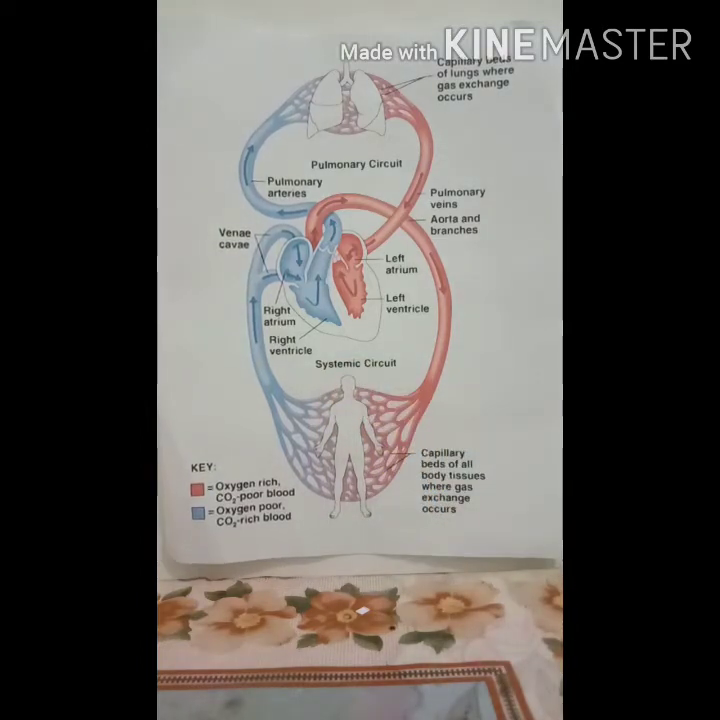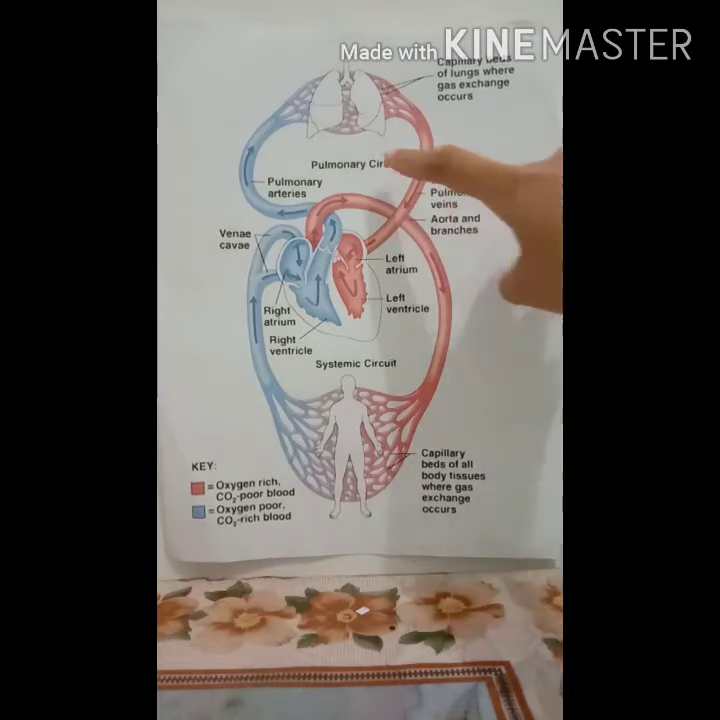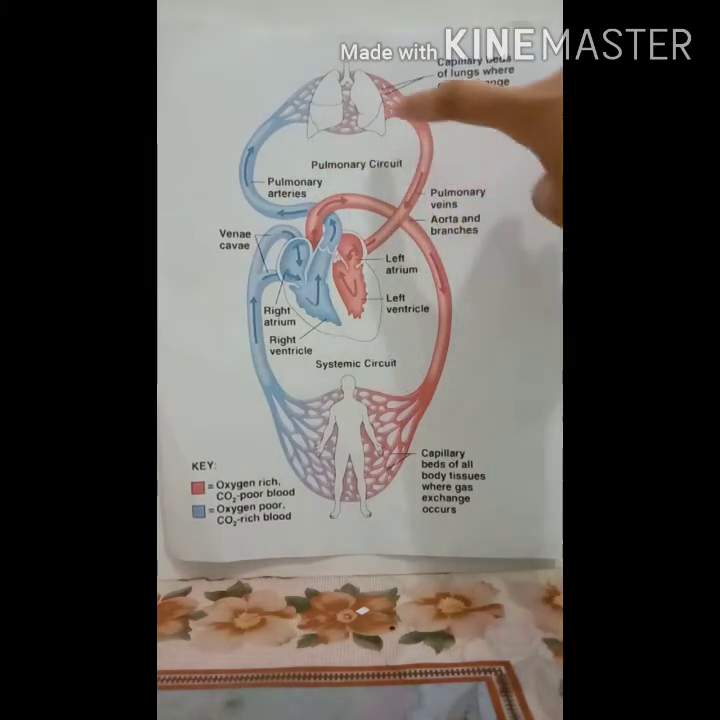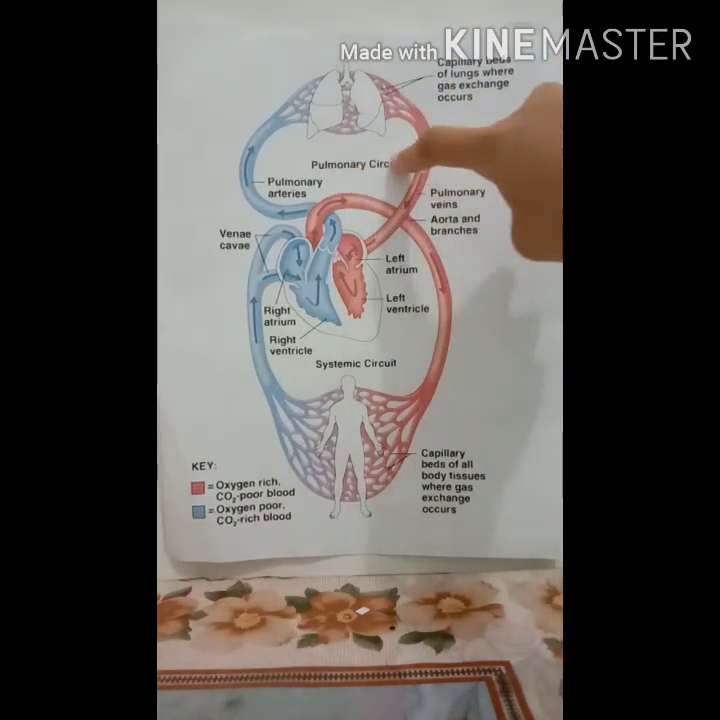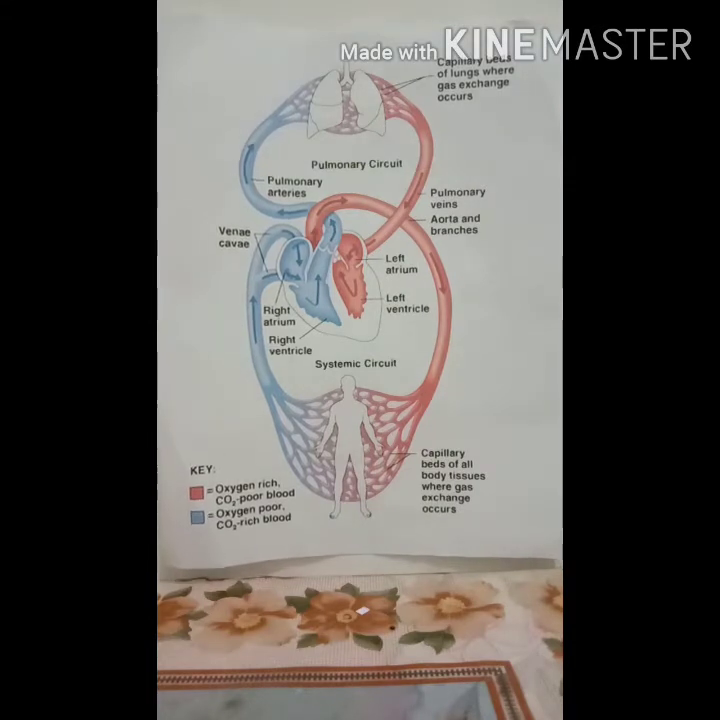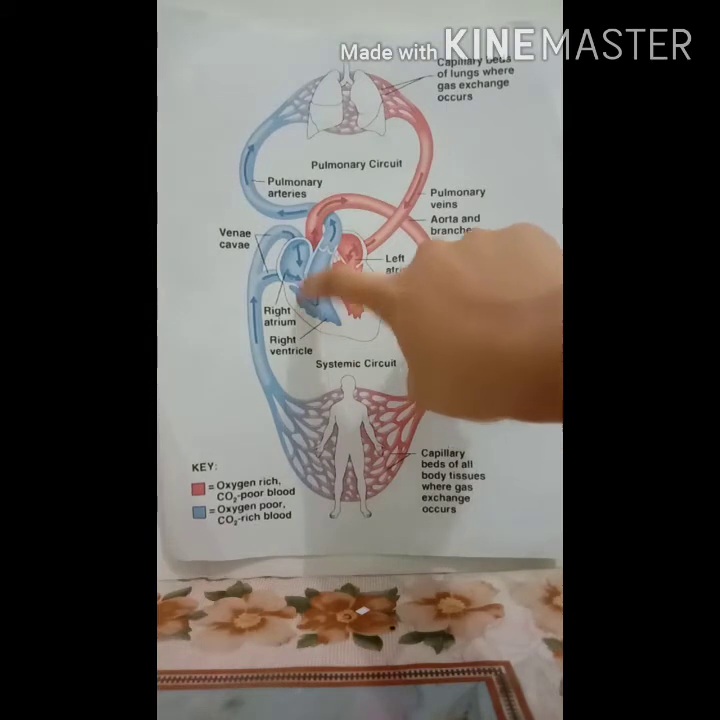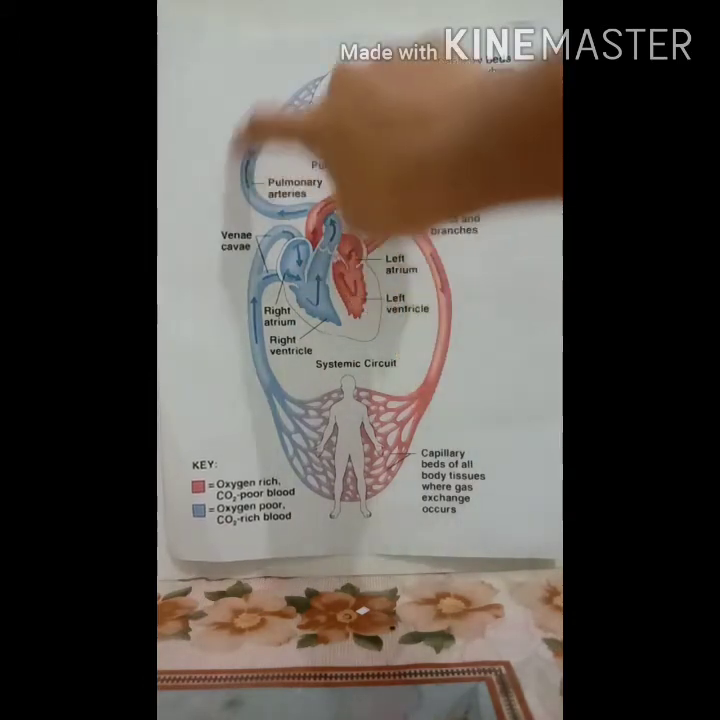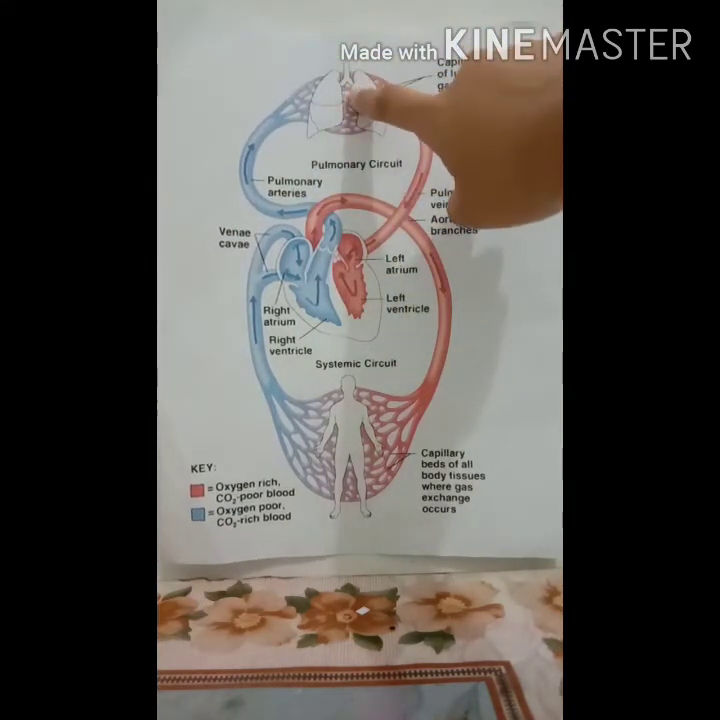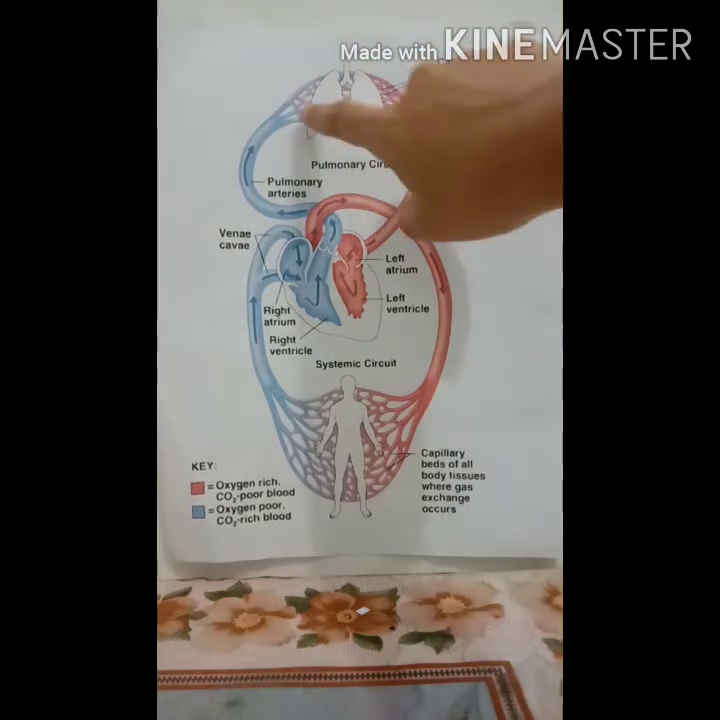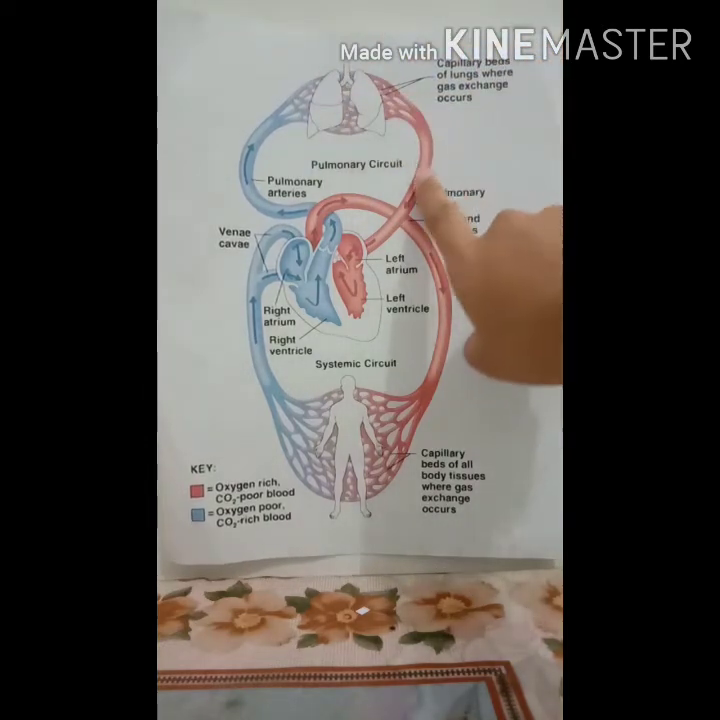So we have 2 circulatory loops. First is the pulmonary circulation. So this is the pulmonary circulation or the pulmonary circuit. It transports the deoxygenated blood from the right side of the heart to the lungs, where the blood picks up oxygen and returns to the left side of the heart.